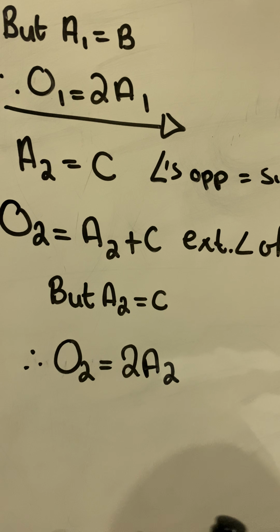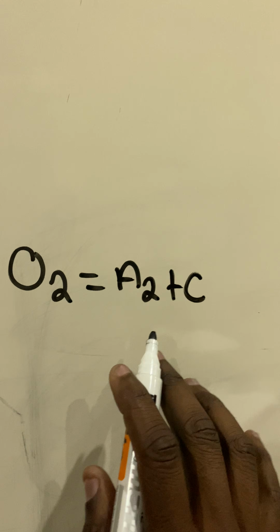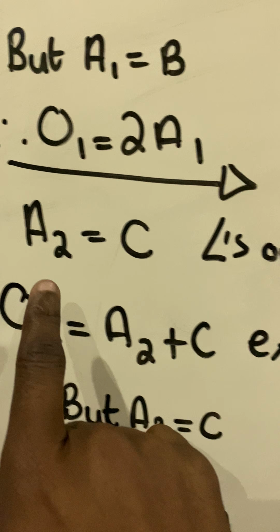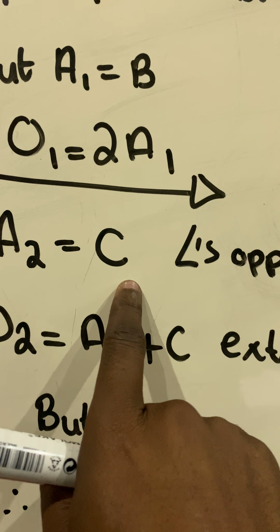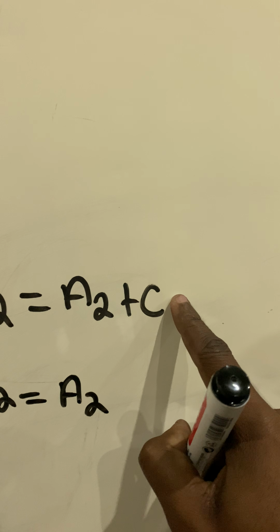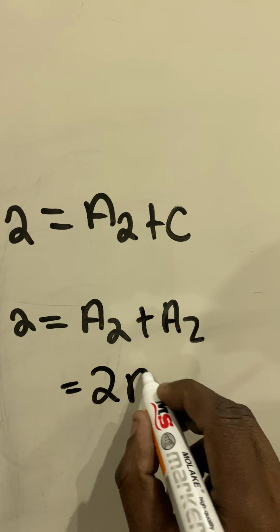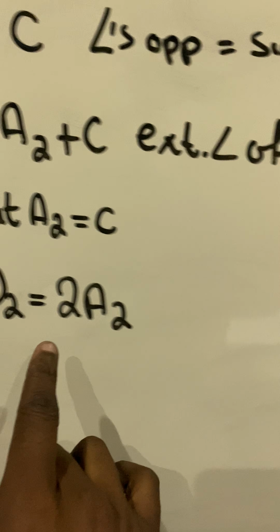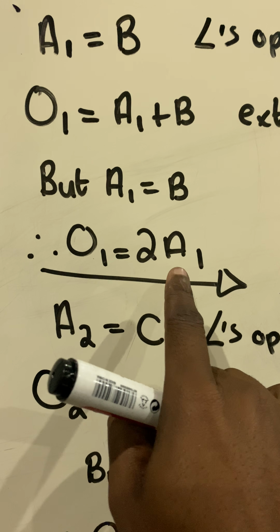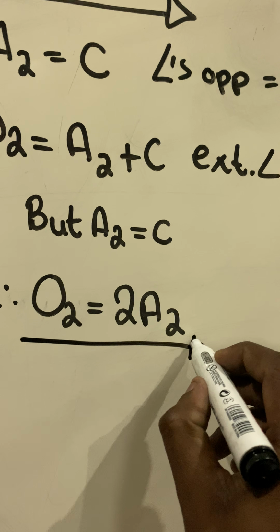Let me just explain this further. So O2 is equal to A2 plus C. That's what we said. But in the beginning, we said A2 is equal to C. So that would mean, instead of putting C, we can just put A2. So therefore, that will mean 2 A2s. That's how that came about. And that's how that came about also in the beginning, right? So now you're basically 80% done.